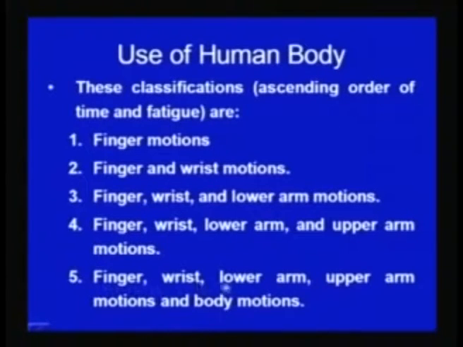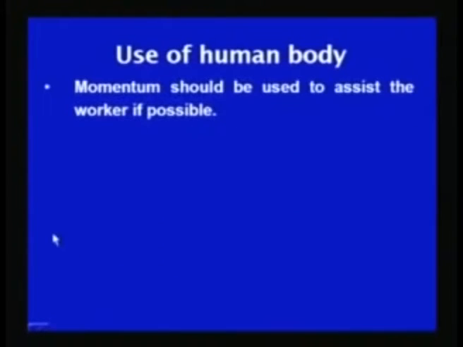And when finger, wrist, lower arm, upper arm and the trunk are also used to carry out the body motions, then it falls in the classification 5 category. If the motion is carried out using the lowest possible classification, that is finger, then it will cause the minimum fatigue, and the maximum fatigue will be experienced when the highest classification of the body parts is used for achieving a given motion.